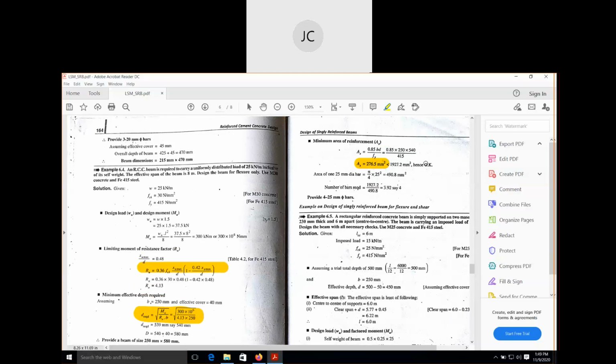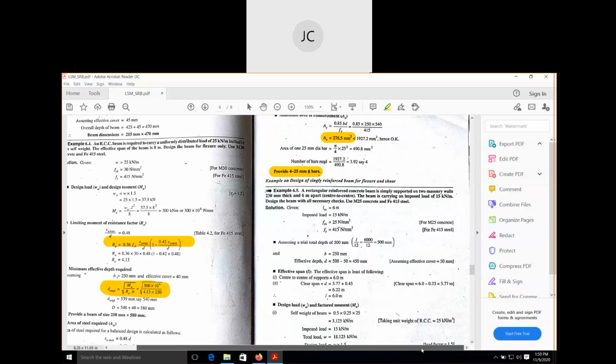That is okay. If we provide 25 millimeter diameter bars, we can find the number of bars by this formula: total area divided by area of one bar. In this question we have got around 4 bars required. Therefore finally we will provide 4 numbers of 25 millimeter diameter bars. That is the conclusion for this problem.